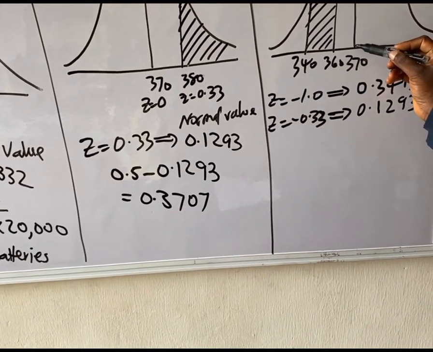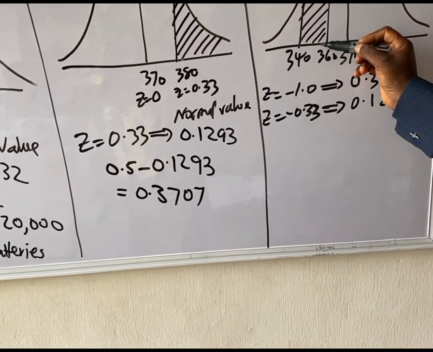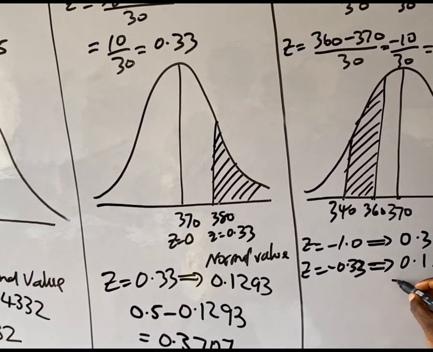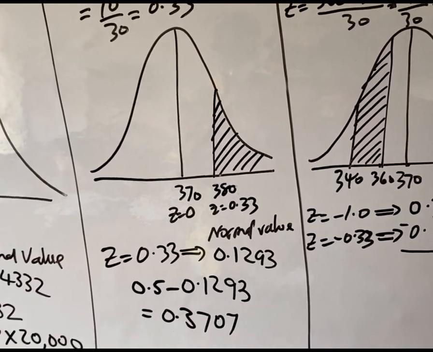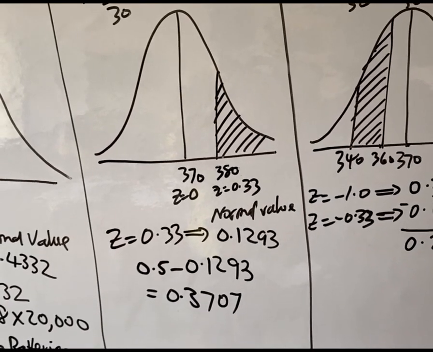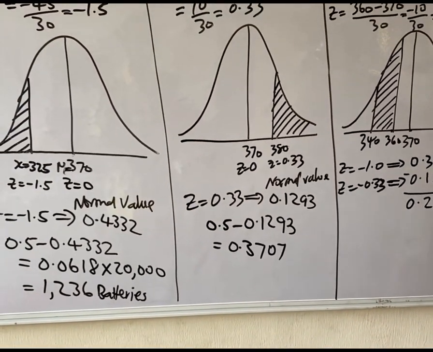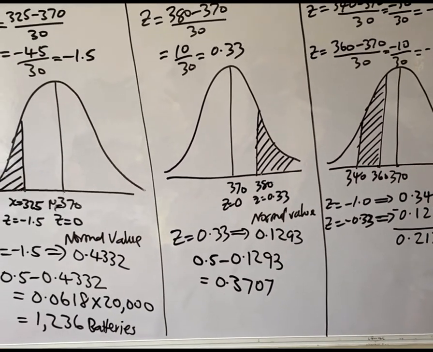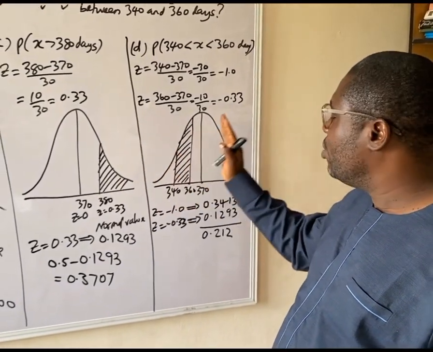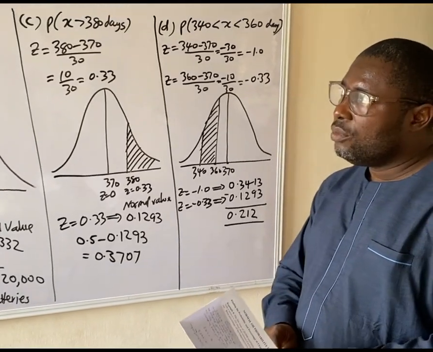We found the value from this mean to this point, and from this mean to this point. So to find the value from here to here, we have to deduct the smaller from the bigger one. So I'm going to find the difference, and the difference, as you can see, is 0.212. Even when you are using the total curve, whatever values you have, you will deduct 0.5 from them, because you are dealing with half of the distribution table, and you will still have 0.21. So this is the answer to this question.